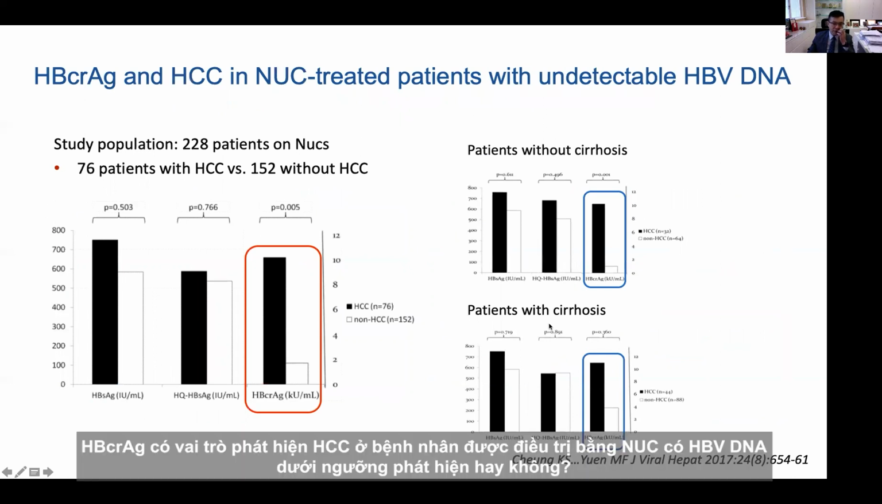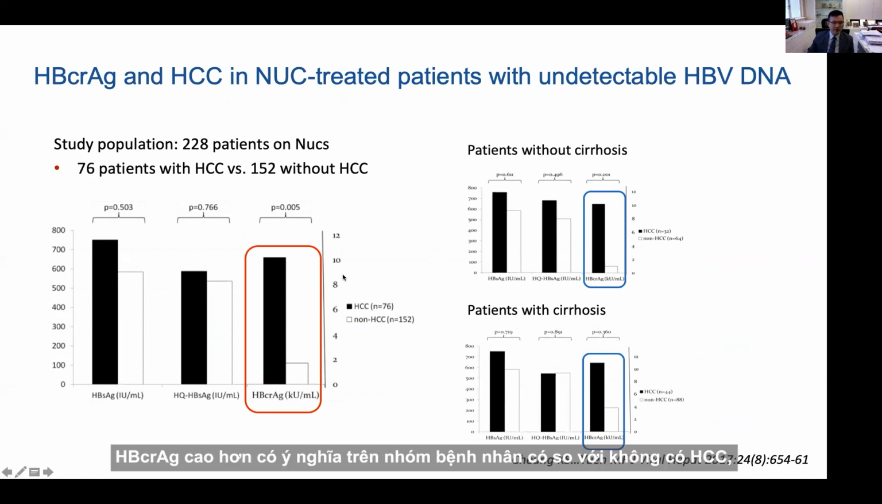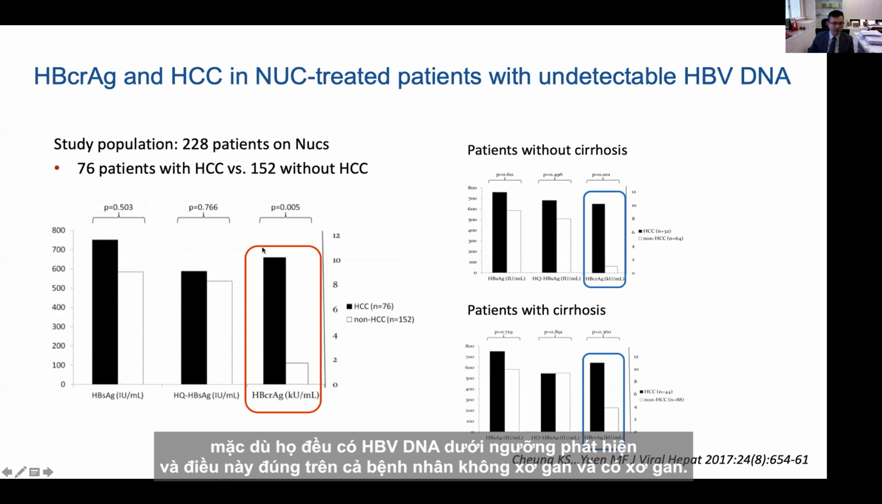Is there an HCC predictive role in patients treated with nucleoside therapy with undetectable HBV DNA? The answer is yes. We found that core-related antigen was significantly higher in patients with HCC compared to patients without HCC, although they all had undetectable HBV DNA. And this phenomenon holds true for patients without cirrhosis and patients with cirrhosis.